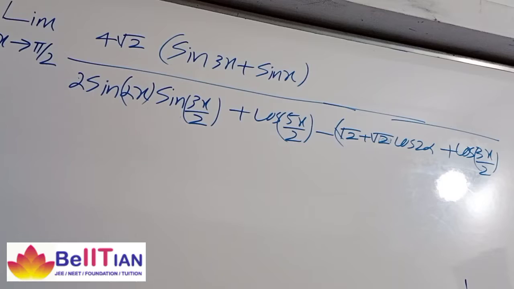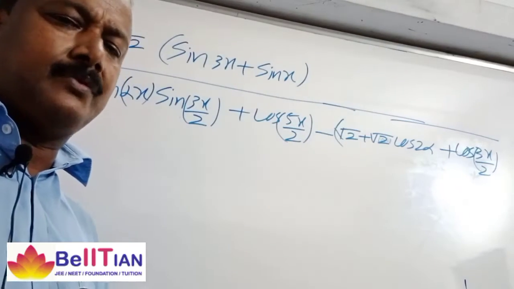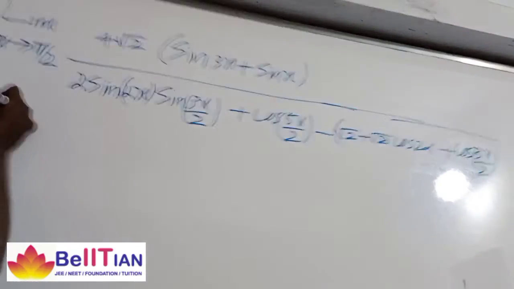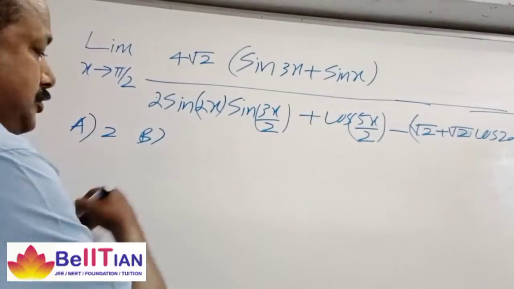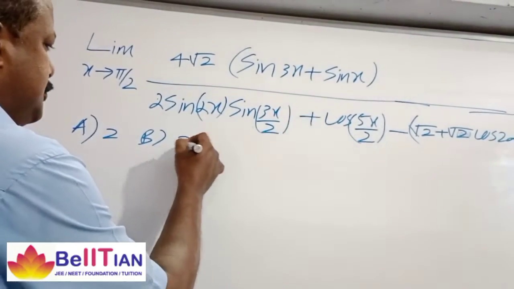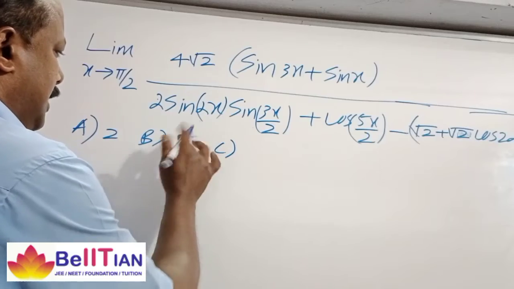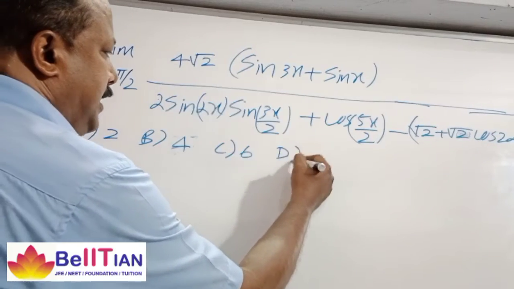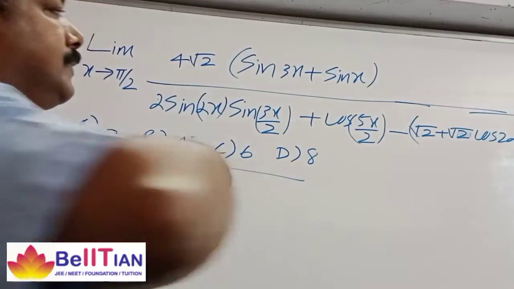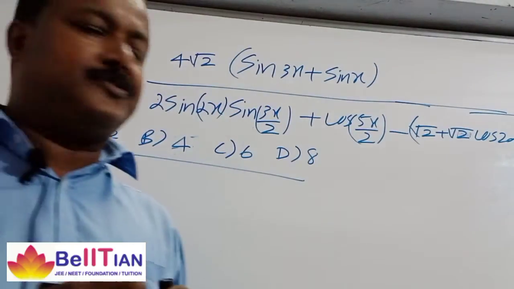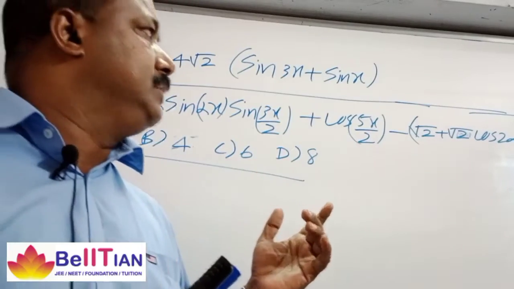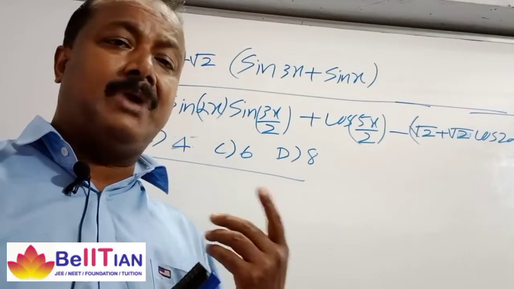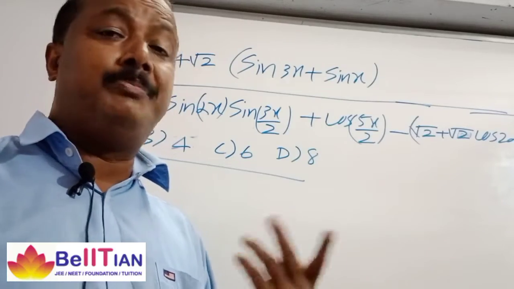What is the limiting value of this rational function? There are 4 options, and you have to choose one of them: A, 2; B, 4; C, 6; and D, 8. So the problem looks somewhat difficult, but it is an easy problem. You can solve it either by trigonometric manipulations or by L'Hopital rule.